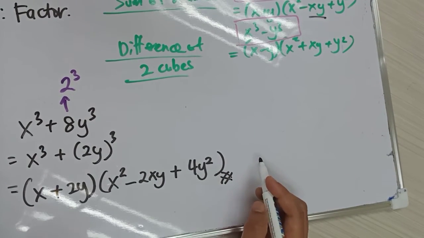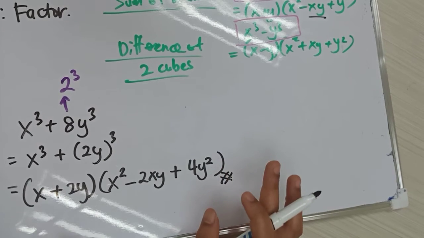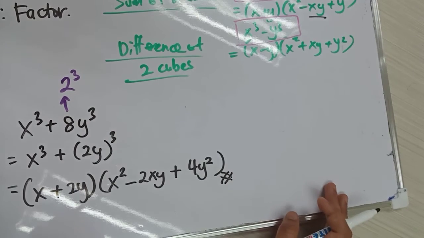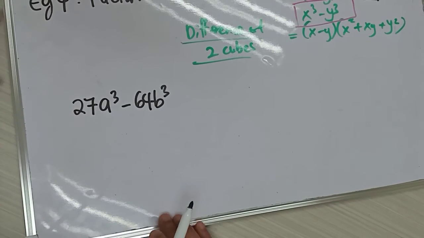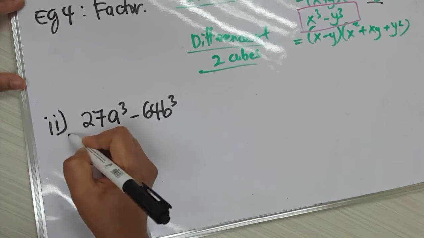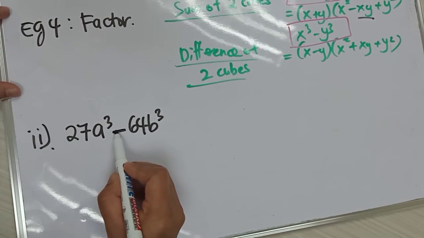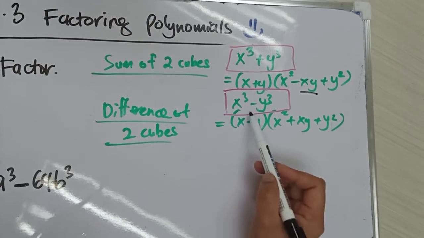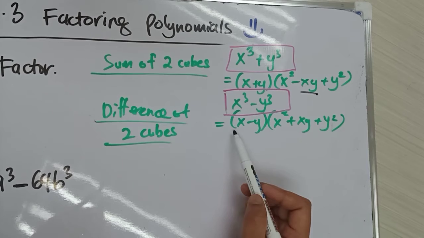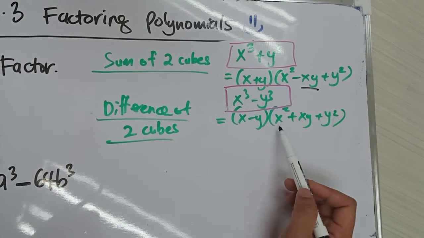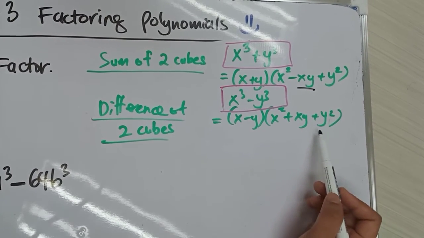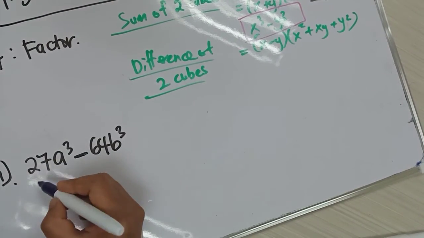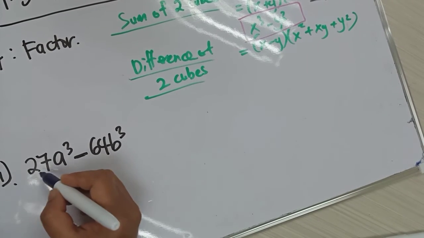Alright, so to solve this, the method is you have to remember the formula. Okay, we proceed to the second example. You can see that we have a minus symbol here, so you have to apply the difference of two cubes. When x cubed minus y cubed, it becomes x minus y, and x square plus xy plus y square, this part.